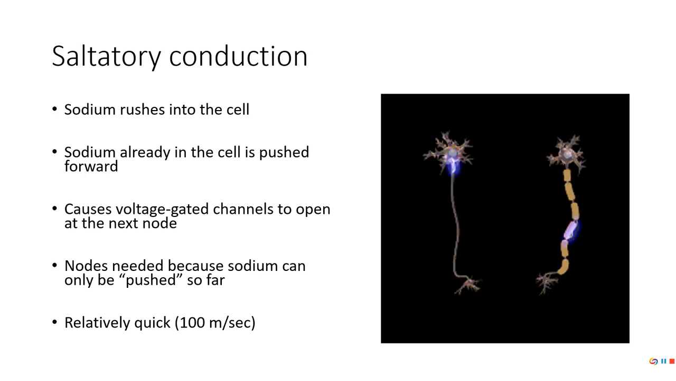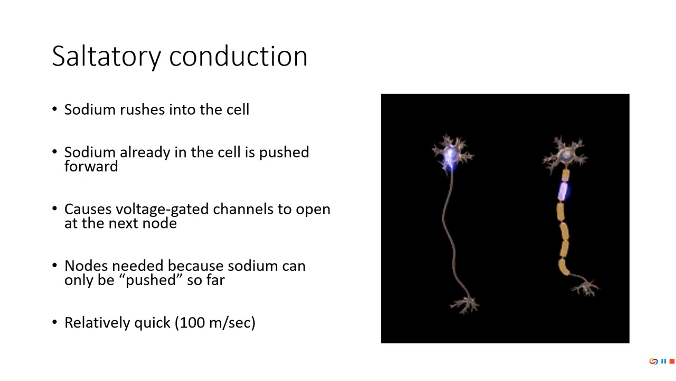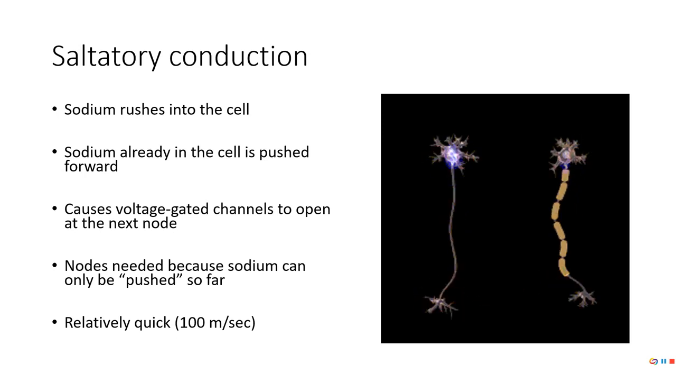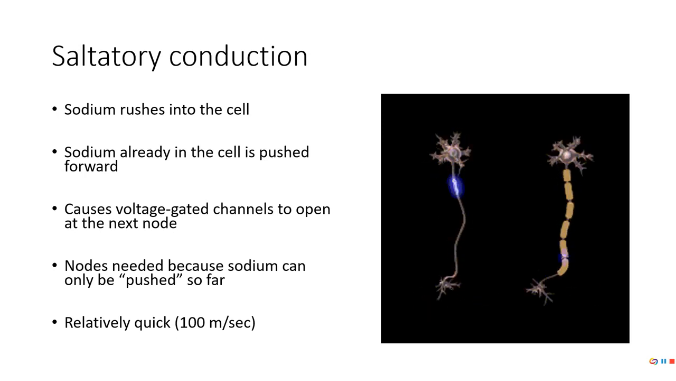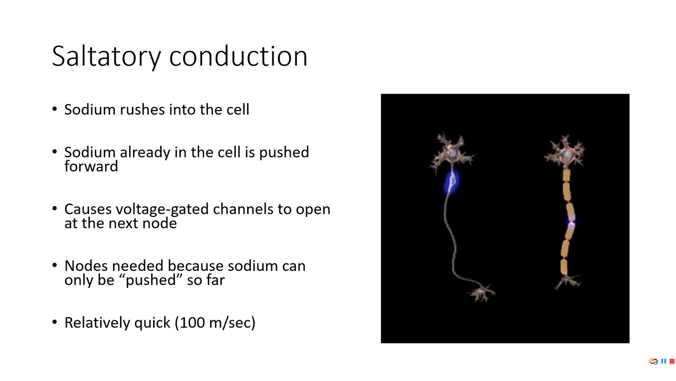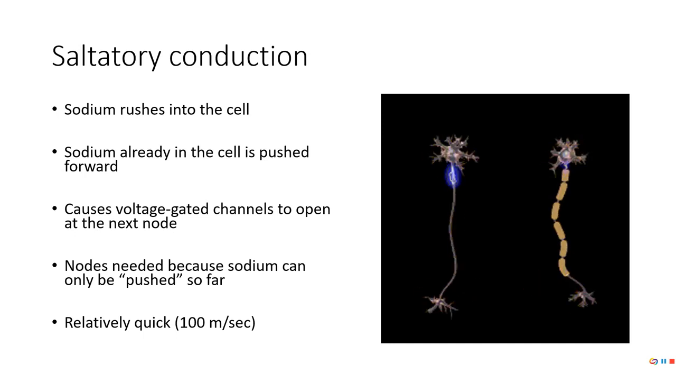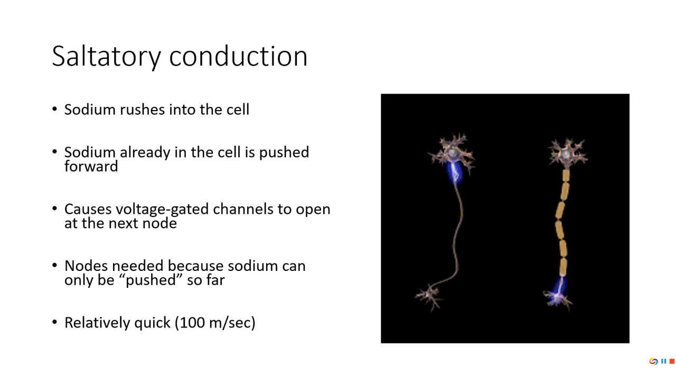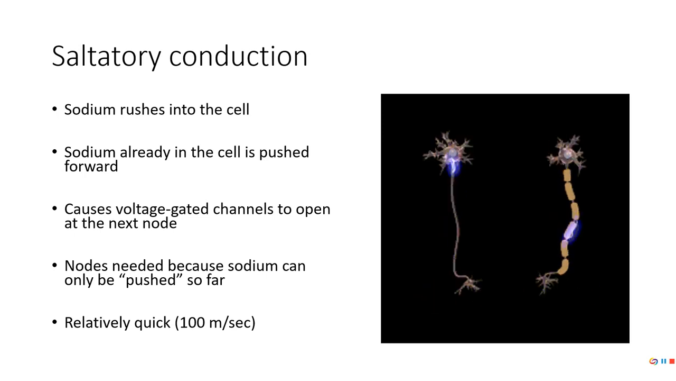Saltatory conduction is extremely fast, with speeds reaching 100 meters per second. The fastest man ever ran 100 meters in 9.5 seconds. So we're talking about doing a 100-meter dash in 1 second. Think of Dash from The Incredibles.